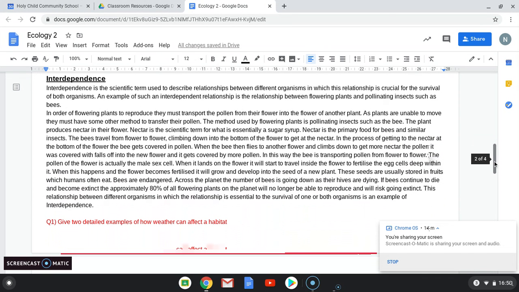Across the planet, the number of bees is going down as their hives are dying. We're not exactly sure why this is, but if bees continue to die and become extinct, approximately 80% of all flowering plants on the planet will no longer be able to reproduce and will risk going extinct. That could result in a decrease of up to 15% of the foods that we eat every day. This relationship between different organisms in which the relationship is essential to survival of one or both is an example of interdependence.